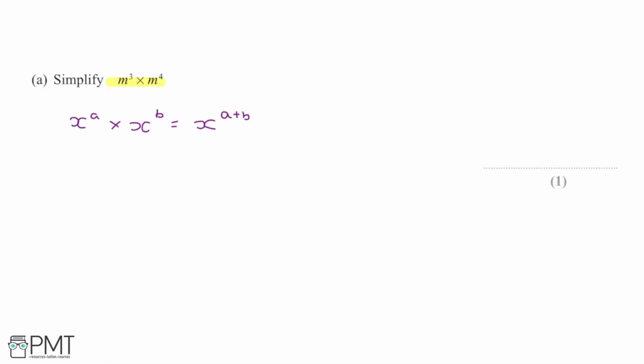Now this is a law of indices, so when we have two lots of m to different powers, we can simply add the powers together. So in this case, following the same principle, m to the power of 3 plus 4 gives us an answer of m to the power of 7, which I can put in here, as that's a fully simplified answer to this question.